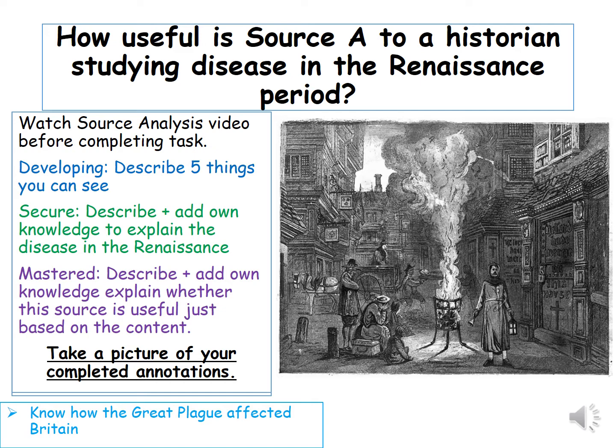Developing students, I would like you to describe 5 things that you can see in this source. Please do that on a whiteboard or on a piece of paper. Secure students, I would like you to describe what you can see as well, but could you please add in any of your own knowledge that you can remember about the Renaissance?